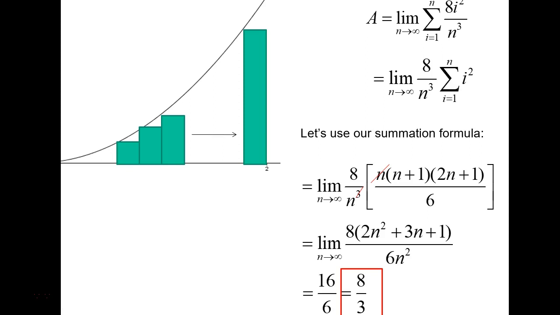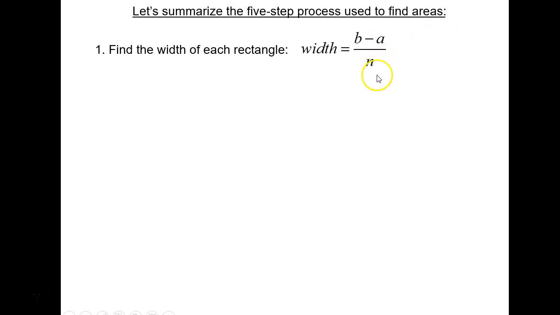Now, let's summarize this process. If you stopped writing notes for a second, go ahead and write these 5 steps down, because these are 5 steps we're going to follow whenever we do these. Okay? Step 1. Well, let me back up. First thing you're going to do is draw a picture. So always draw a picture. Write that down. Always draw a picture. Then step 1 is you're going to find the width of each rectangle. So the width of each rectangle is always going to be b minus a over n every single time.